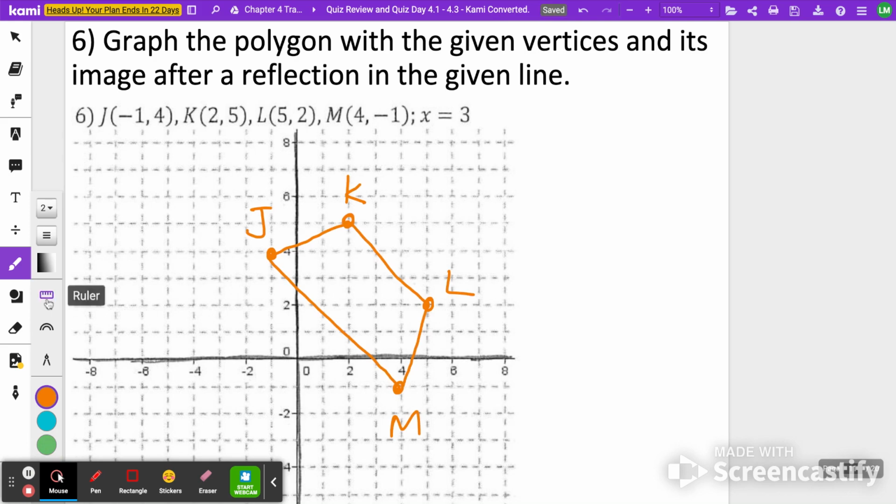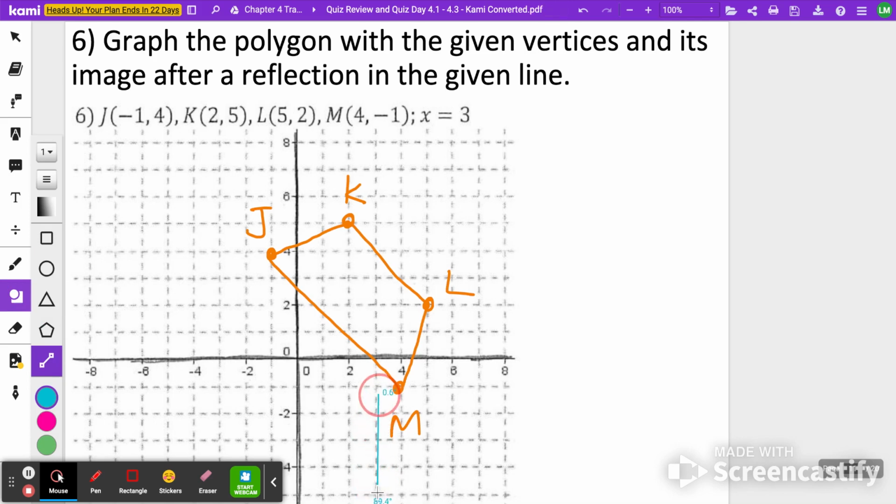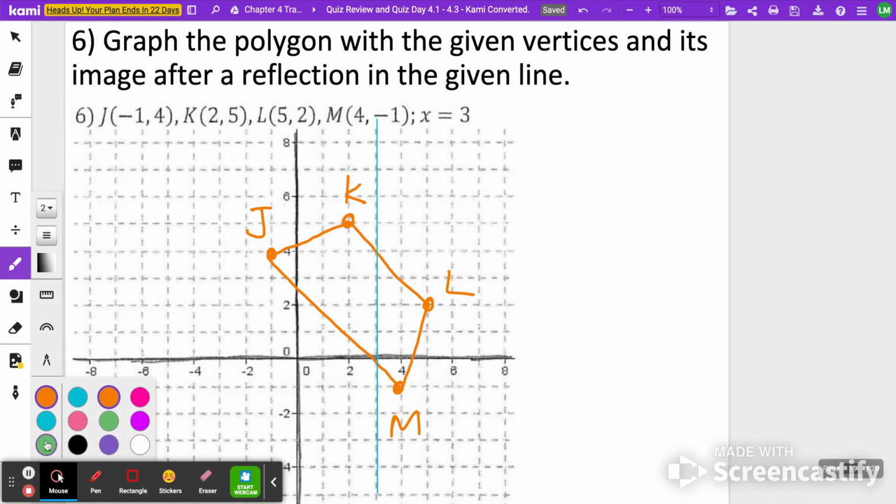All right, so the first thing we have is our original points. Next, we're going to draw our line of reflection. That's where x is equal to 3. So that means it's going to be here on this line where x is equal to 3. Now we're ready to reflect over that line.